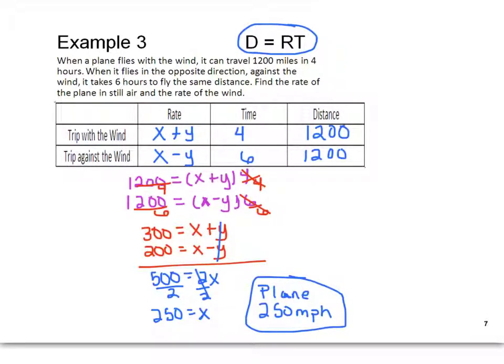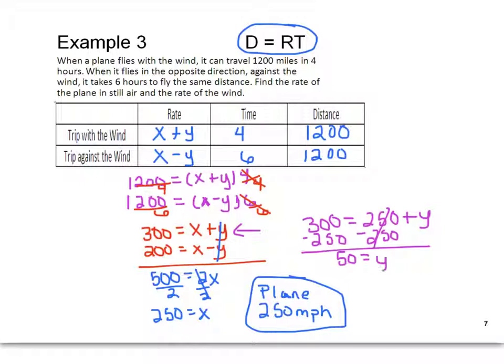Then we can plug it back in. I'd plug it in right here personally and say, okay, well 300 has to equal x, which is 250, plus y, and subtract 250 from both sides. So y equals 50. So the wind is going 50 miles per hour, which is actually pretty fast. There you go.